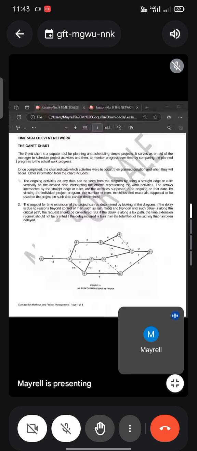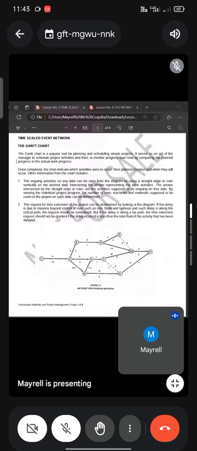By viewing the individual project program, the number of men, machines, and materials supposed to be used on the project on such date can be determined. And two, the request for time extension of the project can be determined by looking at the diagram. If the delay is due to reasons beyond control, such as rain, flood, and typhoon, and such delays are along the critical path, the request should be considered.